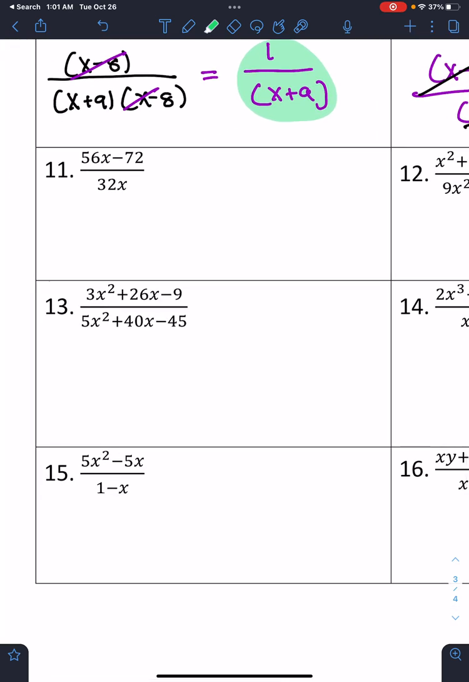As we move on to number 11, 11 looks strange. You just did 2 examples that look pretty similar, and you're thinking 11 looks different. You just got to stay calm. You got to look at this and ask yourself, what is the biggest number that I can take away from or factor out from 56 and 72? And the answer to that is 8.